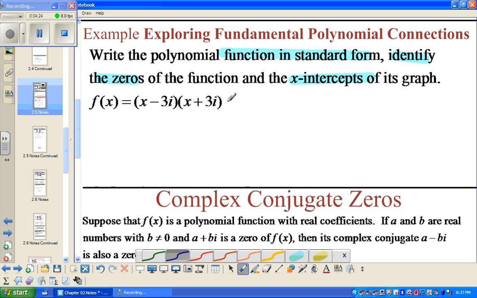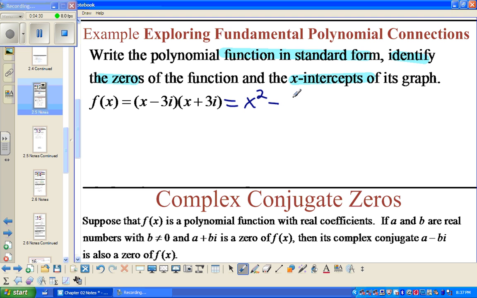So we know this is going to equal x squared minus the 3i squared. And that's going to equal x squared minus 9 times i squared, which is going to equal x squared plus 9. That would be writing the function in standard form.